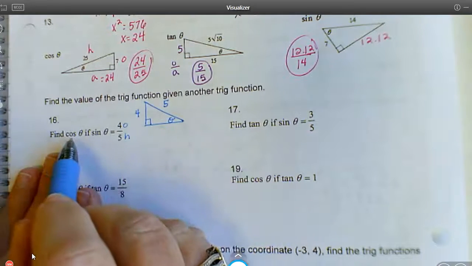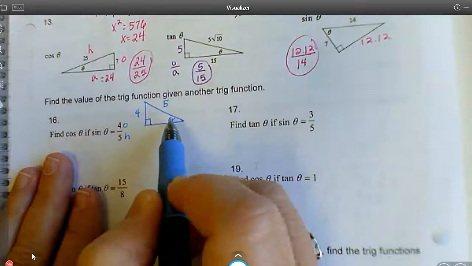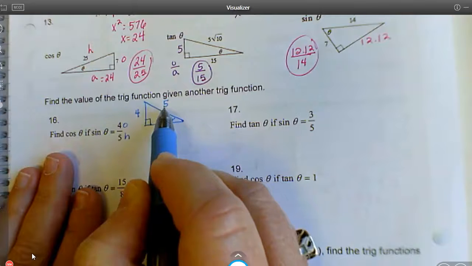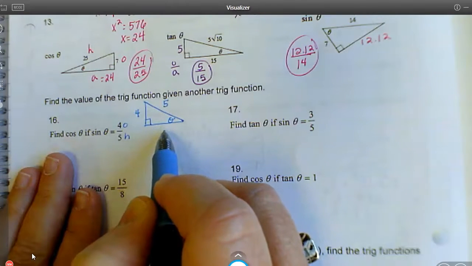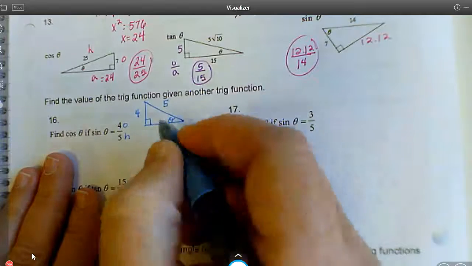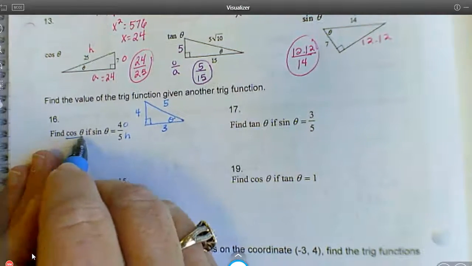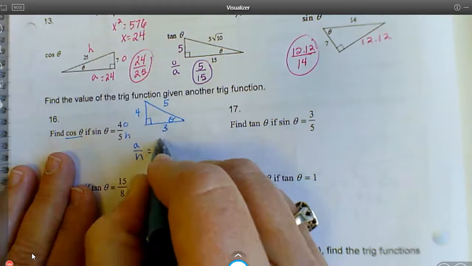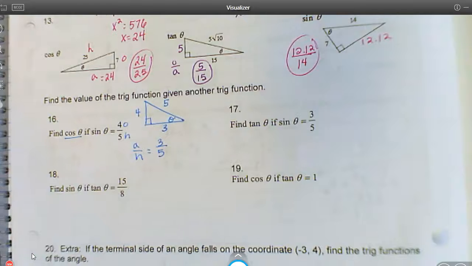Now, my question wants me to find cosine. So after I know that information, my cosine is going to be whatever this side is over the hypotenuse. And I need to find that side using Pythagorean Theorem. It comes out to be 3, so I can go ahead and label that. We're trying to find cosine: adjacent over hypotenuse. Adjacent is 3, hypotenuse is 5, so 3 over 5 is your answer.